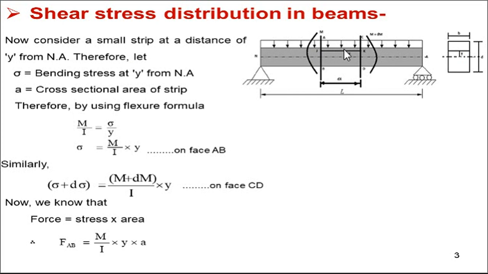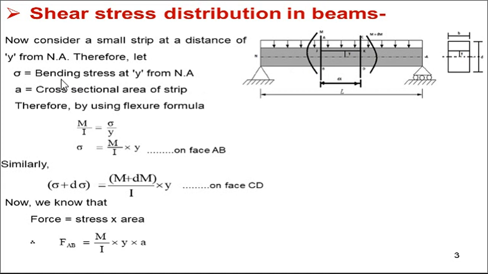Are you able to see the screen? You can see here a small strip is considered. I hope you can see in the figure the strip JK. So there is a strip JK, which is at a distance y from the neutral axis. There is a neutral axis of this particular beam, and one strip JK is considered, which is at a distance y from the neutral axis.